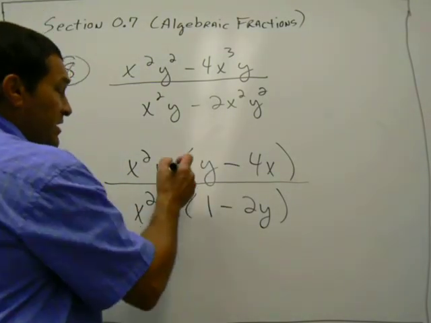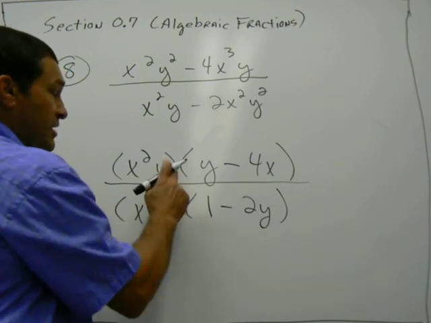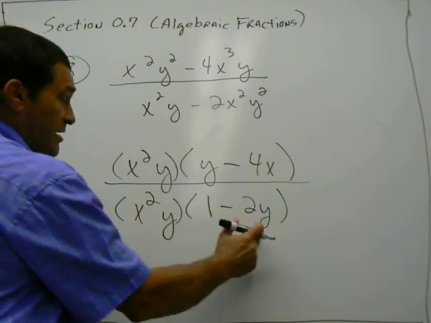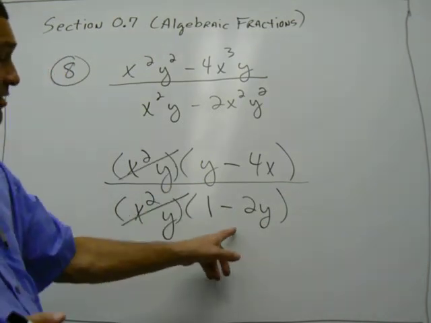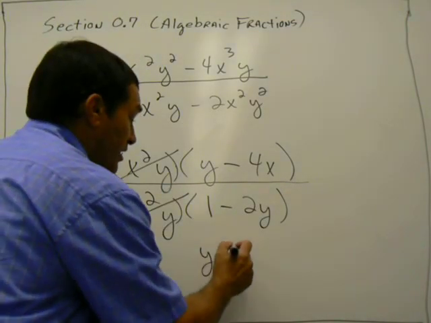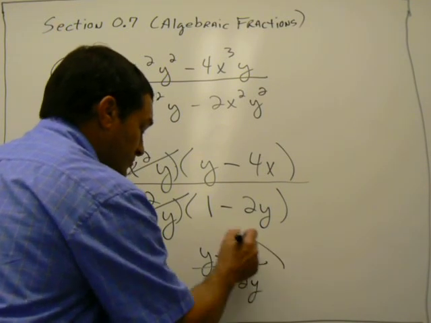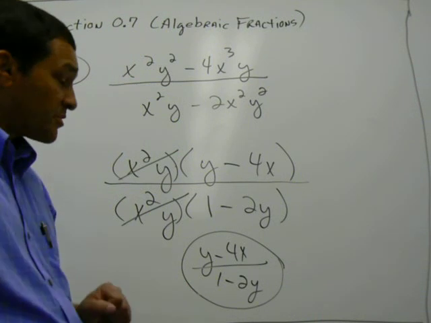Now, again, significantly different. I can think of the x squared y as being a factor. I have this factor times this factor times this factor, common factors of x squared and y. My final answer is going to be y minus 4x over 1 minus 2y. That is your simplified expression for problem 8.